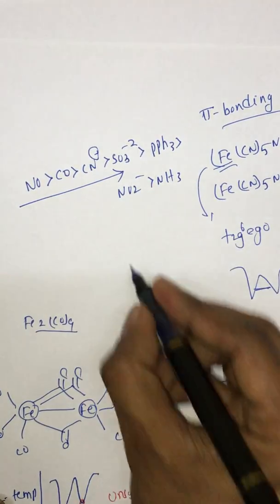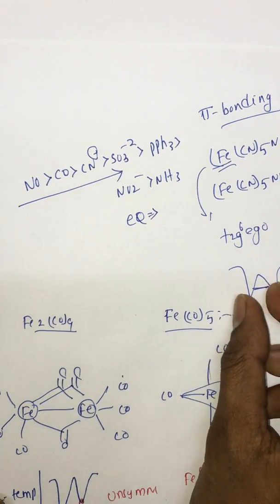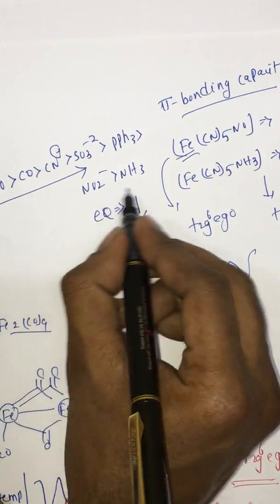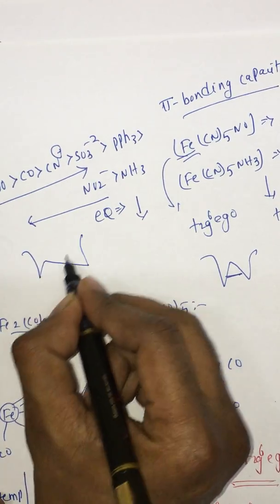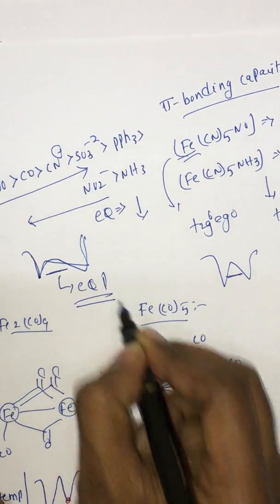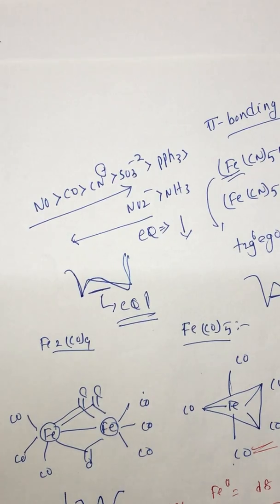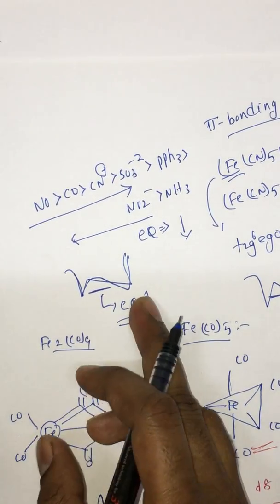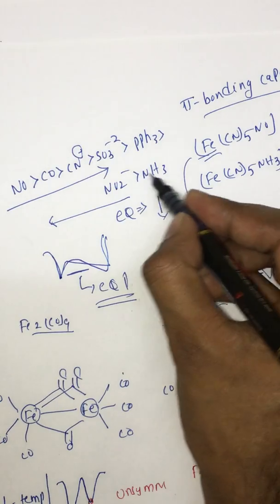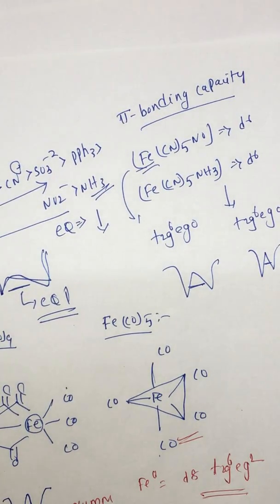As we go from this side to this side, EQ, sorry, the gap between the two lines will decrease. As we go the other way, the gap will increase, EQ will increase. So when we have a pi bonding ligand, we will have more separation between the two peaks. When we have sigma donors, we will have less EQ. So this is about the applications of Mossbauer spectroscopy for iron complexes. Later I will make a video on tin complexes. Thank you.